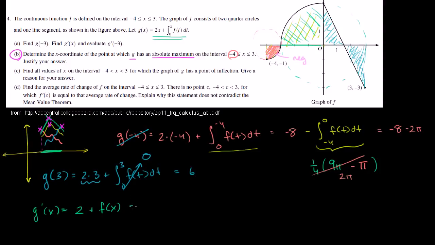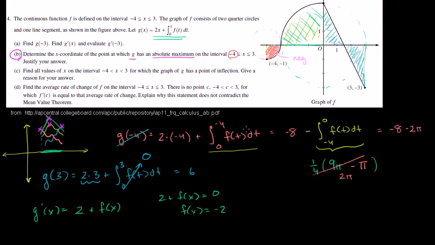So let's set this thing equal to 0. So we want to solve the equation. I'll just rewrite it actually. We want to solve the equation g prime of x is equal to 0, or 2 plus f of x is equal to 0. You can subtract 2 from both sides, and you get f of x is equal to negative 2. So any x that satisfies f of x is equal to negative 2 is a point where the derivative of g is equal to 0.